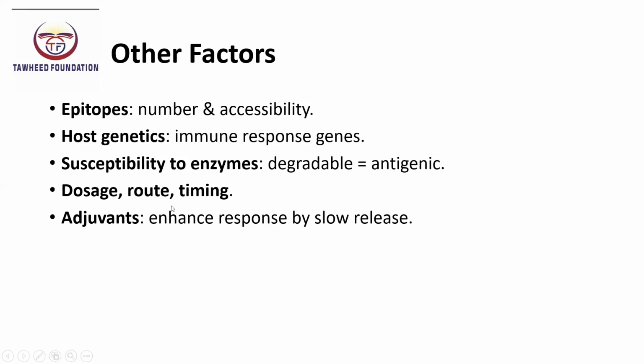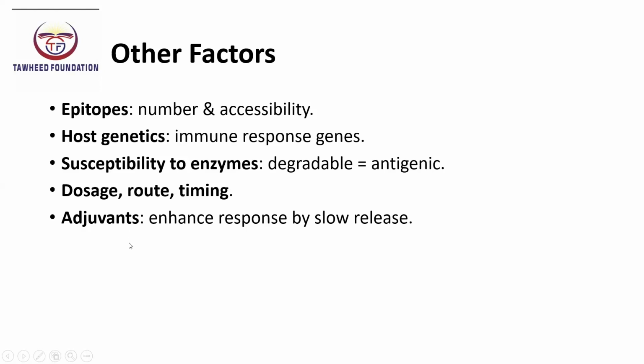Next is dosage, route, and timing of administration. The way an antigen enters the body matters. For example, oral, intravenous, or intramuscular routes of administration can produce different immune responses. The dose also influences the outcome. Too small a dose may fail to stimulate a response, while too large a dose may induce tolerance. Timing or repeated exposure also plays a role in shaping the response.